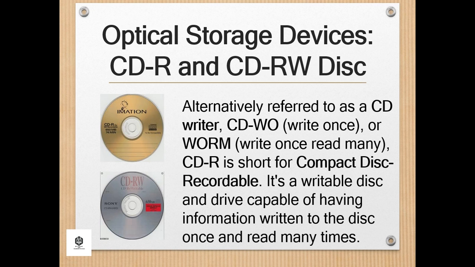CD-R and CD-RW disc. Alternatively referred to as a CD writer, CD write once, or write once read many. CD-R is short for compact disc recordable. It's a writable disk and drive capable of having information written to the disk once and read many times. Data cannot be deleted from a CD-R disk, and a CD-R disk cannot be formatted. If the data is not written to the disk properly, it cannot be corrected and is often jokingly referred to as a coaster.